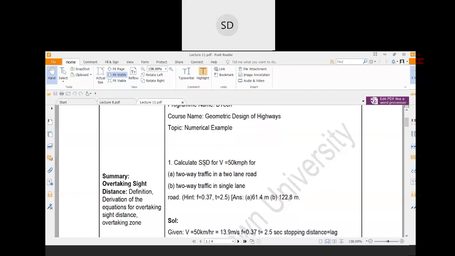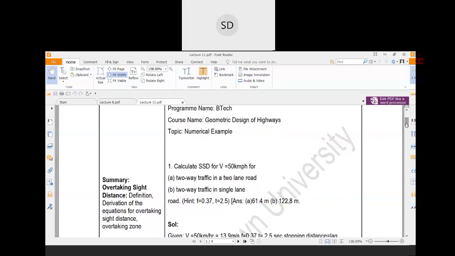Okay, so your first numerical is: calculate stopping sight distance for v equal to 50 km/h for two-way traffic in a two-lane road and two-way traffic in a single-lane road. Okay, so you have to calculate this. Now, how are you going to calculate?